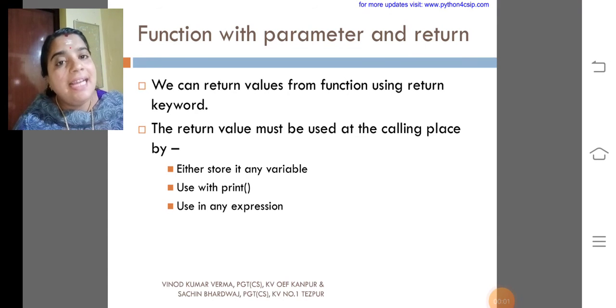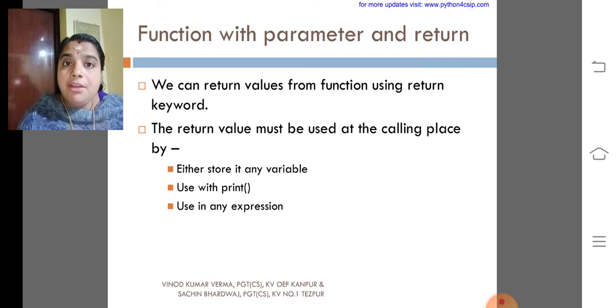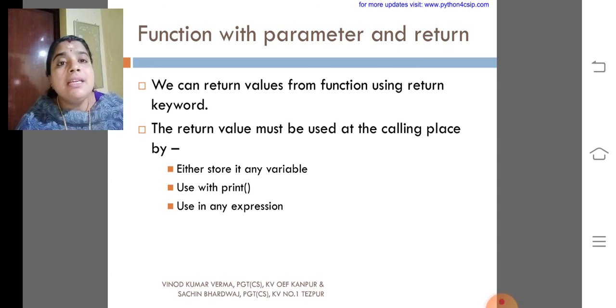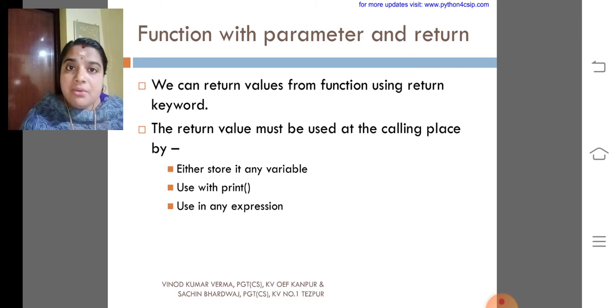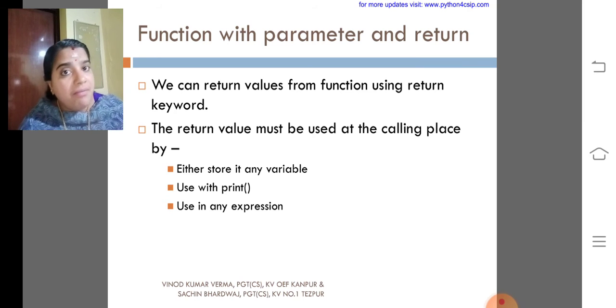My dear children, as I told before, this module deals with functions with arguments and return type. We can return values from a function using the return keyword. The return value must be used at the calling place. Either it is stored in a variable, or you can use it with the print statement, or you can use it with any expression. That is, if a function has a return value, that must be used either as a variable, or in a print statement, or in an expression.